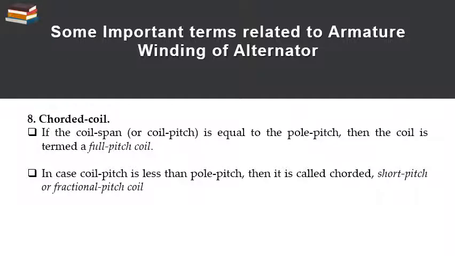Number 8, coil types. If the coil span or coil pitch is equal to the pole pitch, then the coil is termed a full pitch coil. तो हम simple language में बोल सकते हैं जब coil span हमारा बराबर हो जाता है pole pitch के, तो ऐसी winding को हम full pitch coil बोलते हैं. In case the coil pitch is less than the pole pitch, then it is called a coded or short pitch or fractional pitch coil. तो ये definition होगी हमारे full pitch coil की और short pitch coil की.